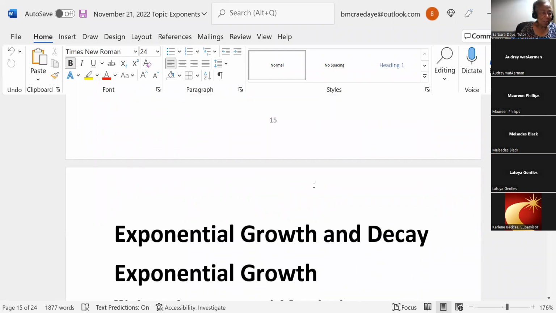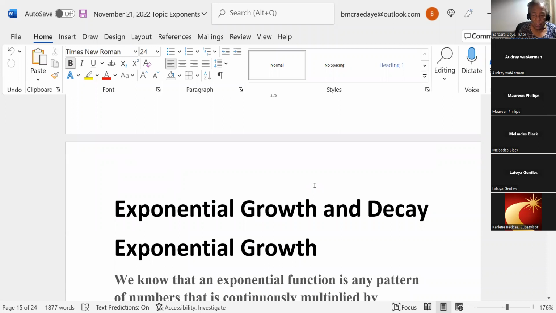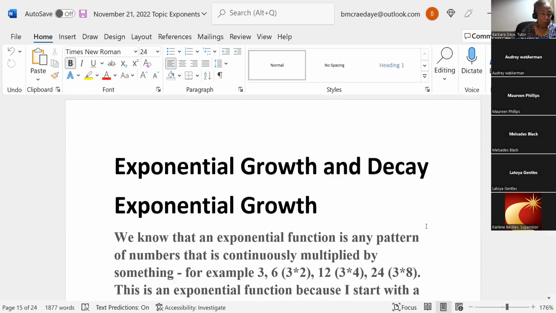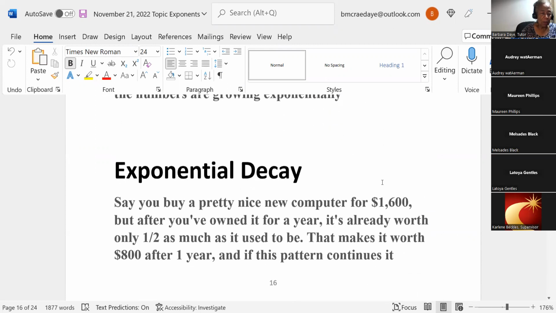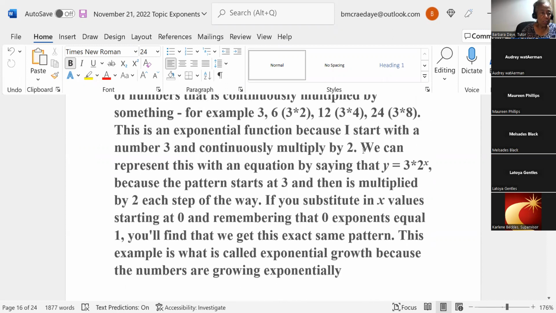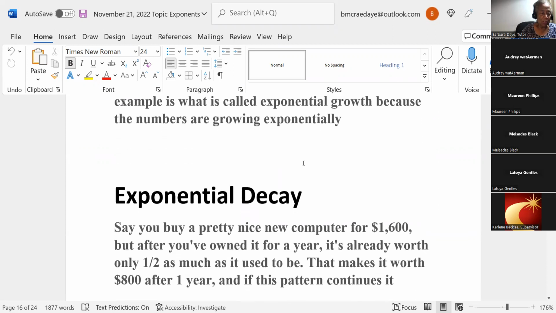You did good. Now, before we stop, I want to just go through some exponential. Exponential can be an increase or a decrease, and we call increase growth. We call decrease decay. Okay. Now, we've been looking pretty much at increase, but I want to just look at some decrease.